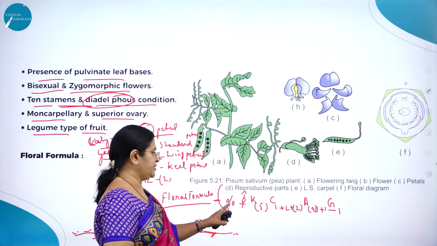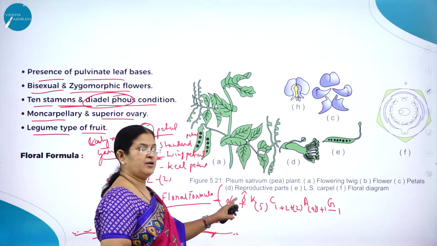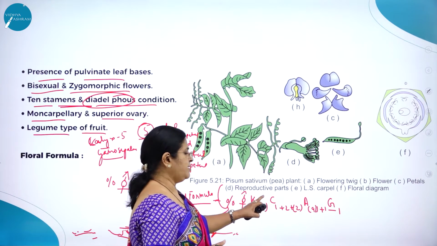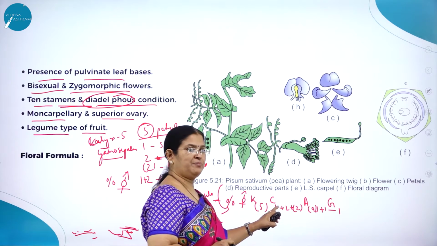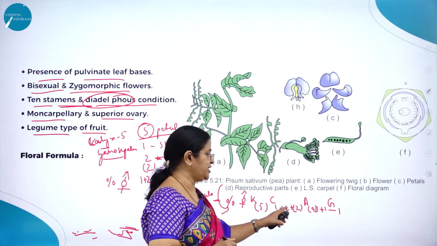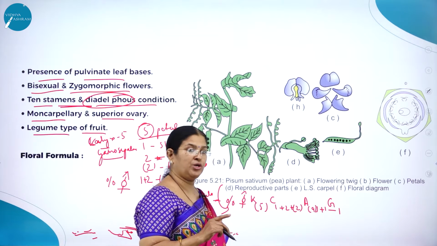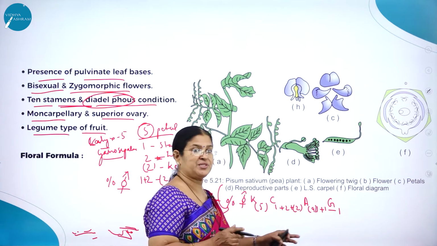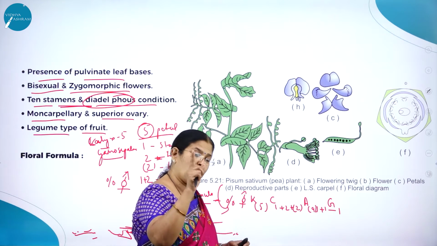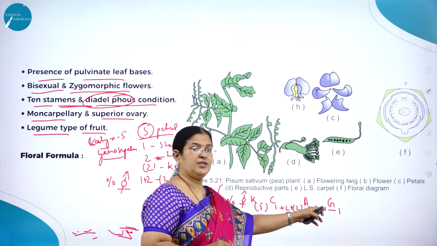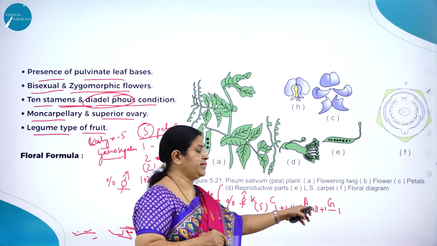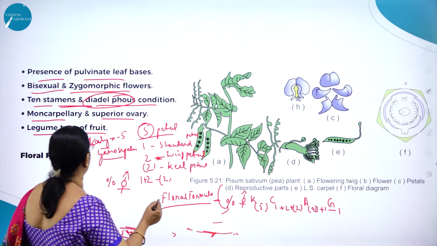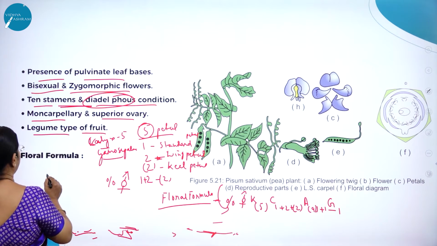So what is the floral formula you write? Floral formula you write like this. Zygomorphic, bisexual, calyx 5, gamosepalous, petals 5, 1 plus 2 plus 2, but 2 are fused here. Stamens 10 totally, but they are diadelphous. And why have I put a bracket for 9 stamens? All the 9 stamens are fused into one bundle plus 1. Then superior ovary, and monocarpellary. So how do we write this floral formula? See here, we write it as what?